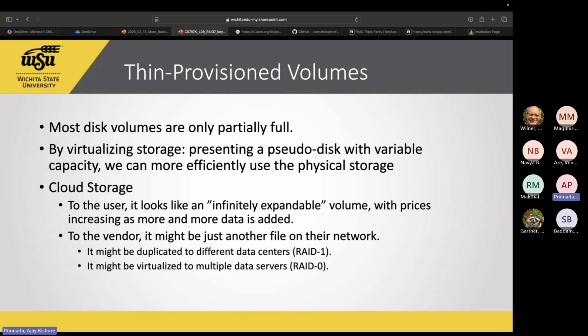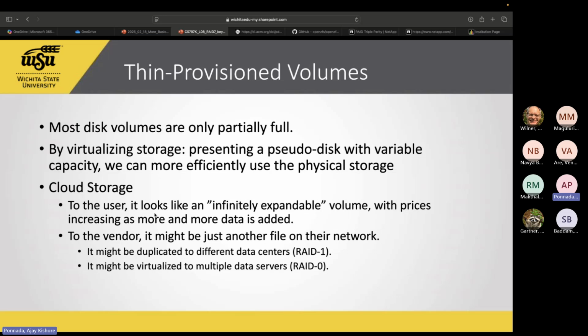In thin provisioned volumes, most disk volumes are only partially full. So by virtualizing storage, presenting a pseudo disk with variable capacity, we can more efficiently use the physical storage. One example of this is cloud storage. Volumes are only partially full. That means for cloud storage, they provide the service as we go. So if we try to store more data, they're going to charge for it. If we are not, they're not going to charge. So that's what cloud storage is all about here.